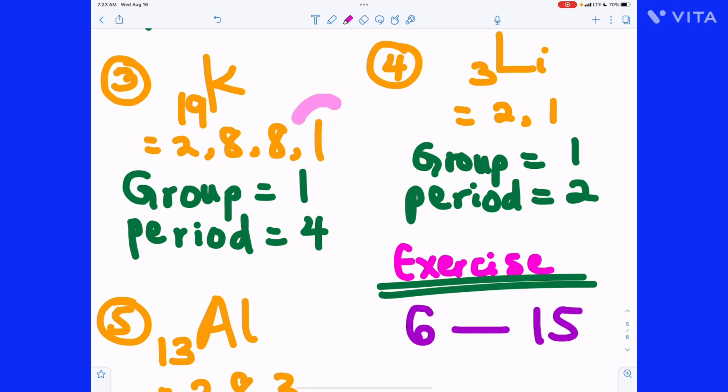So to get the group, I just pick the last number. That number is equal to 1. So potassium is in group 1. I hope that's clear.